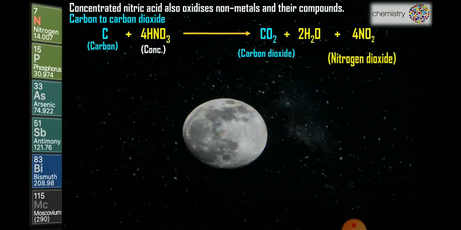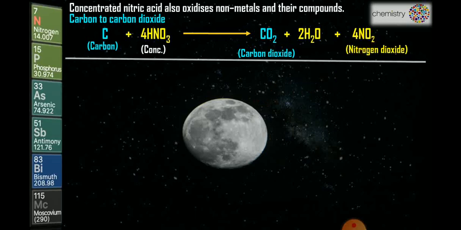So carbon undergoes oxidation to carbon dioxide. Nitric acid, being an oxidizing agent, itself undergoes reduction into nitrogen dioxide. It's the first reaction of a non-metal, carbon, with nitric acid. Okay, these all are oxidation reactions, redox reactions, wherein the non-metals undergo oxidation. Second one, iodine is oxidized into acid.